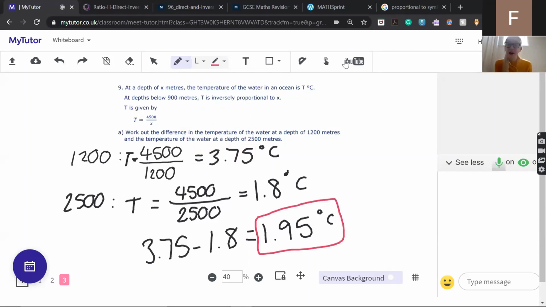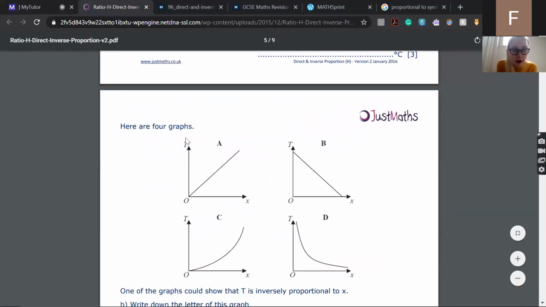So that one was actually quite a nice question. Even if you've forgotten everything about proportionality, all this is really a formula question. You're just plugging things in. Let's have a look.